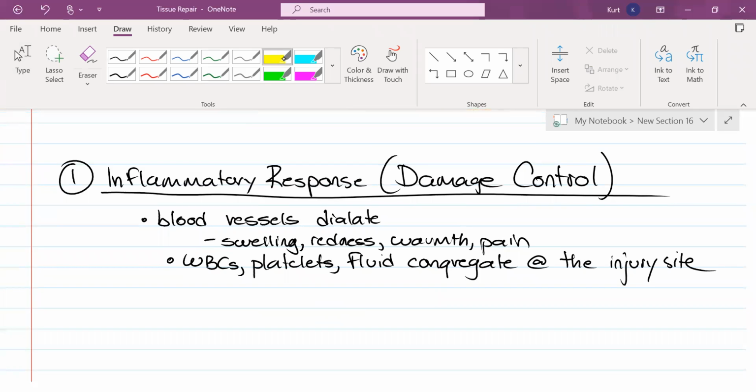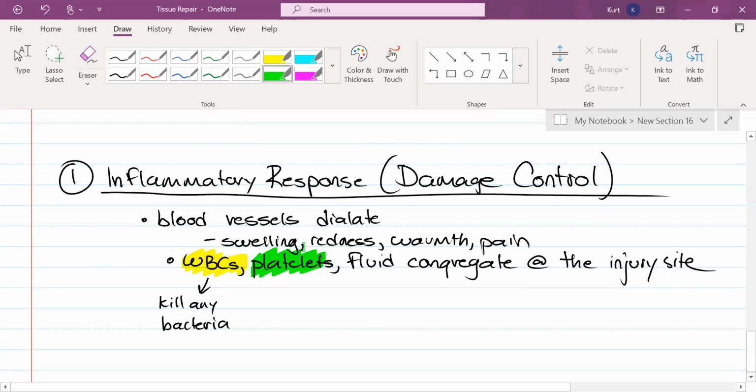As Scout said, the white blood cells here, they're going to kill any bacteria that might be in the area. The platelets are going to clot the blood and begin forming a scab. A scab is, in a lot of ways, just dried up blood and plasma.